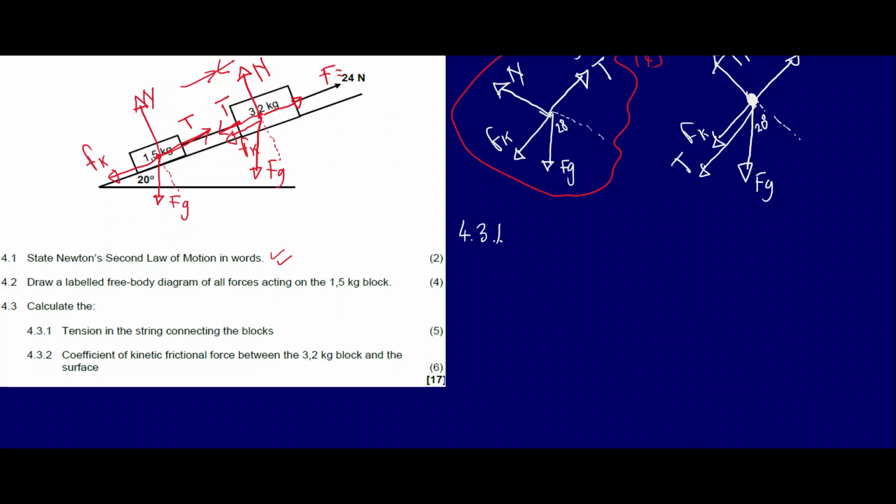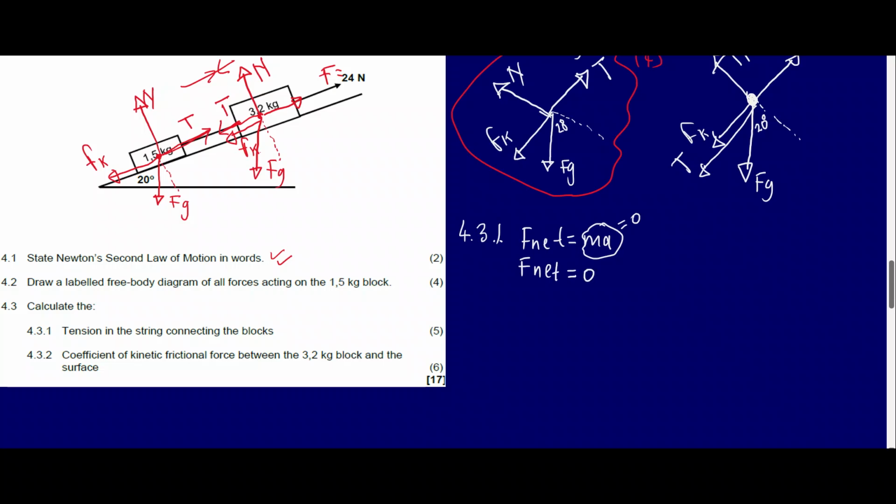4.3.1: Calculate the tension in the string connecting the two blocks. We're simply going to do the Fnet for both blocks, but keep in mind that Fnet is equal to ma. The acceleration is 0, so this part goes to 0. So the Fnet is simply 0 for both blocks. Let's do Fnet for the 1.5 kg block. The tension is going up the incline, and we're taking up the incline as positive and down as negative.